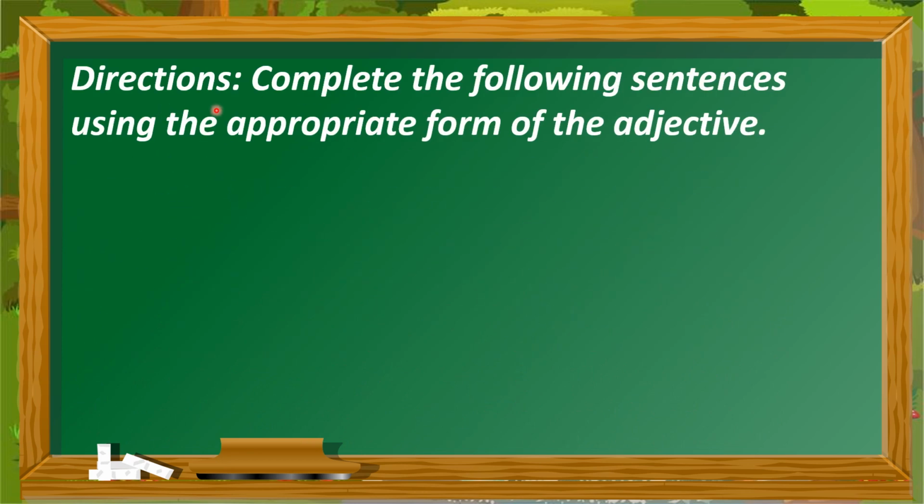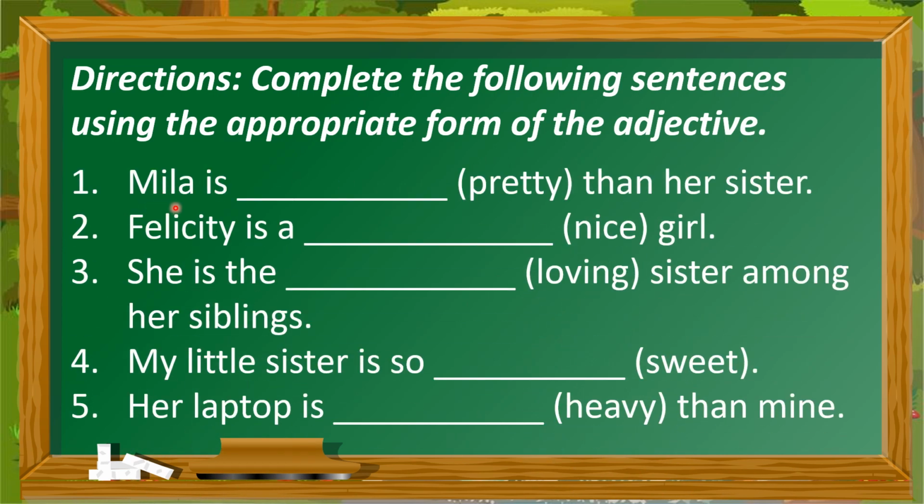Directions. Complete the following sentences using the appropriate form of the adjective. Number one, Mila is blank than her sister. So we are talking about Mila and her sister. Okay, we are having two nouns. So what will be the correct answer? Prettier. So we are going to remove Y and then change it to I and then add ER at the end. So the correct answer is prettier. It is under comparative degree.